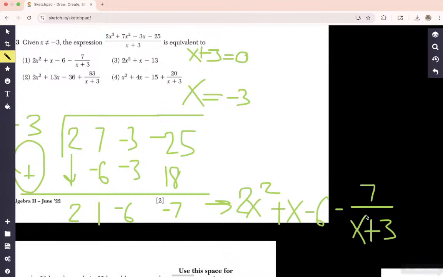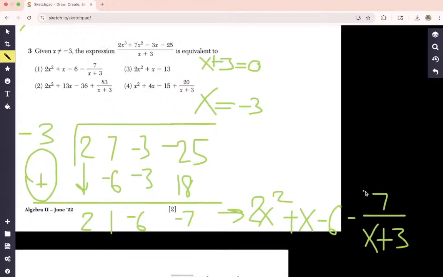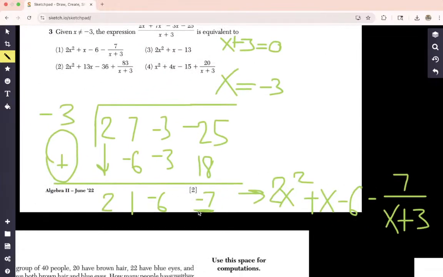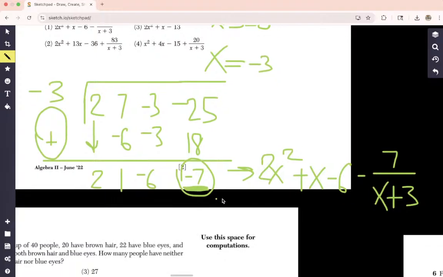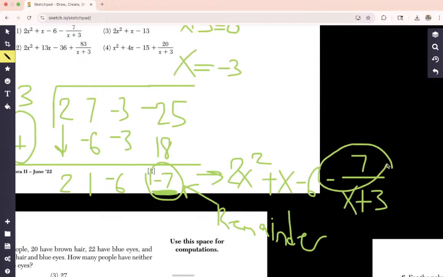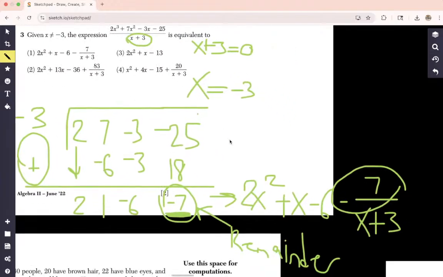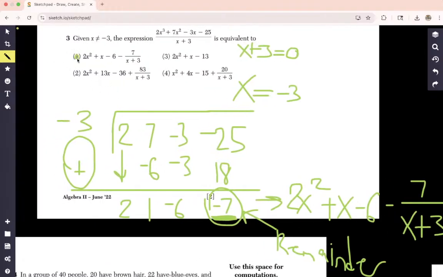Remember that whenever you're writing out the remainder, this negative 7 right over here is known as the remainder for our synthetic division. What you do is you put the remainder up top, and then after that you put whatever you're dividing by. In this case, you're dividing by x plus 3, so you put that on the bottom, and then you have your answer. So this looks like number 1.